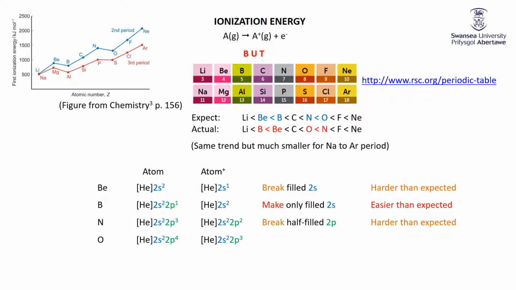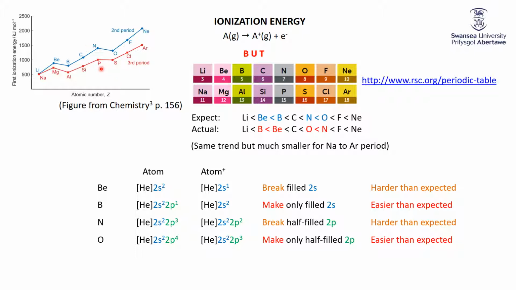Oxygen, well now we've got 2s2 2p4 in the atom. Remove an electron, and now we get down to the 2s2 2p3. So we go from where we've got a half-filled p subshell plus an electron to now just a half-filled p subshell. We're making that half-filled 2p. That's nicer than one would expect. Thus what we see, nitrogen higher than it should be, oxygen lower than it should be, to the point that nitrogen gets higher than oxygen. Same effect in the third period.